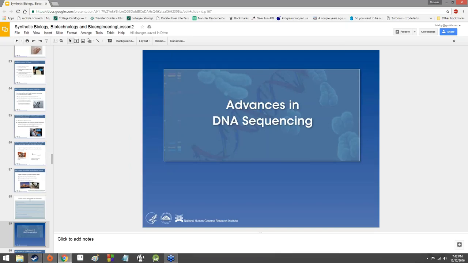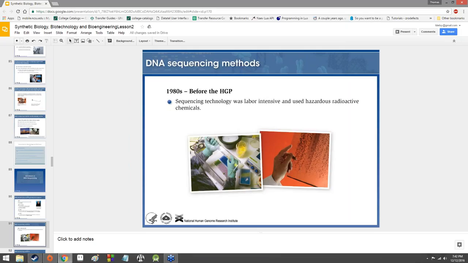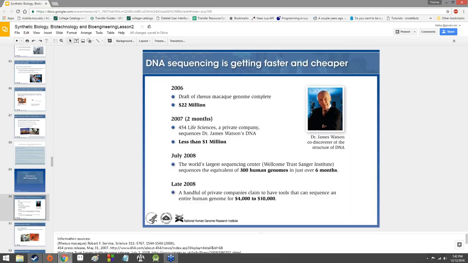Things like that. Now, advances in DNA sequencing. How has DNA sequencing changed since it first became a thing? Well, recently there have been some pretty big advances in sequencing.